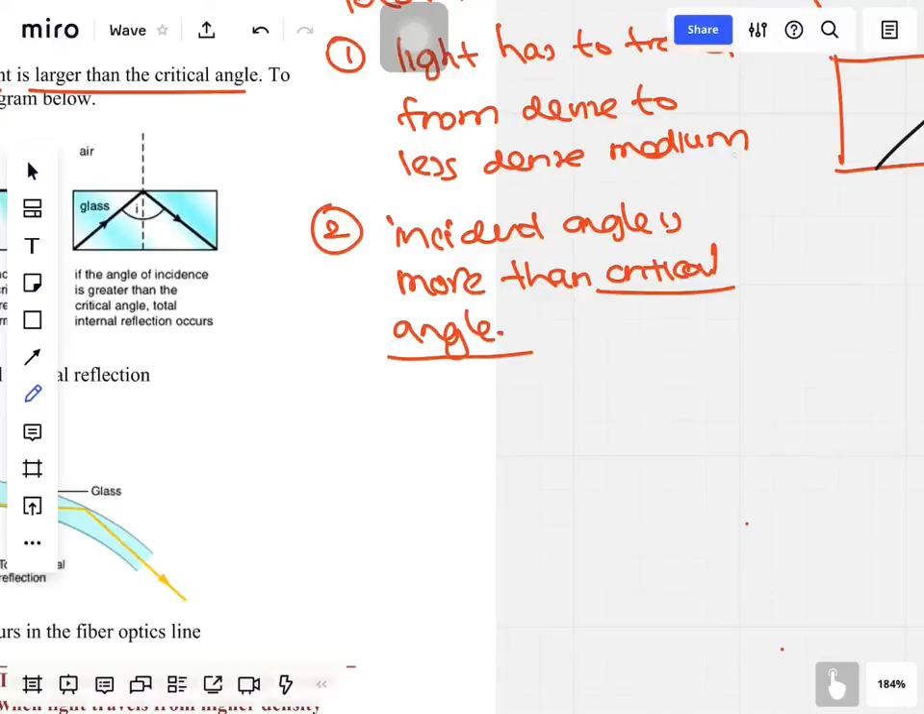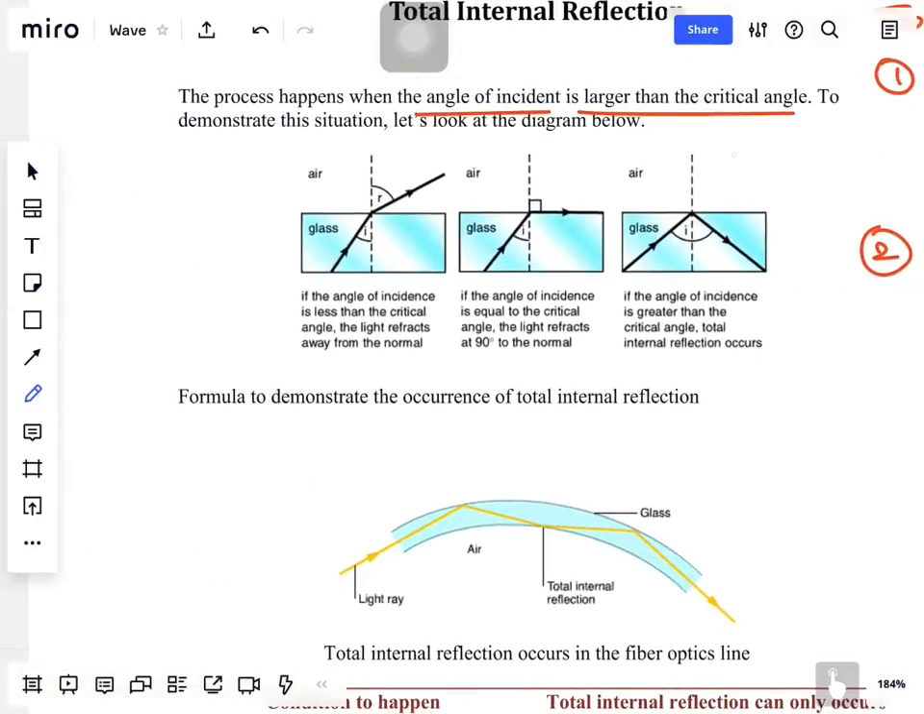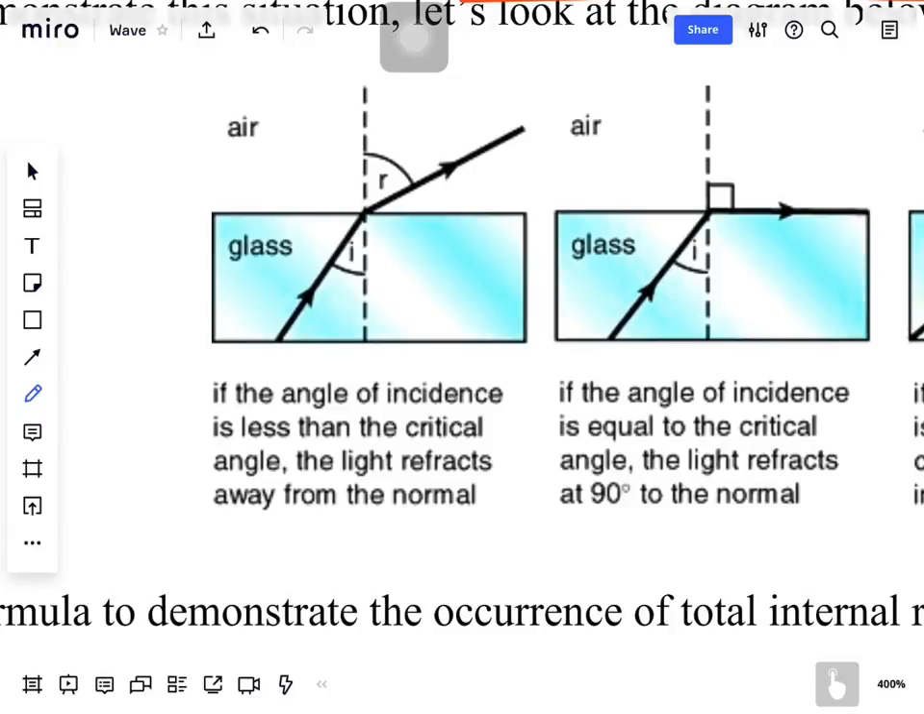What does it mean by incident angle more than the critical angle? Let's look at this diagram over here. This is called the incident angle, right? If the incident angle is less than the critical angle, the light refracts away from the normal. From the glass, which is dense, into the less dense medium. If it is less than the critical angle, total internal reflection will not occur, so it doesn't reflect downwards. It will not happen.